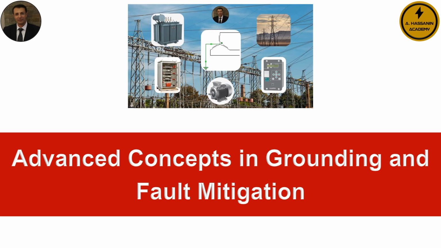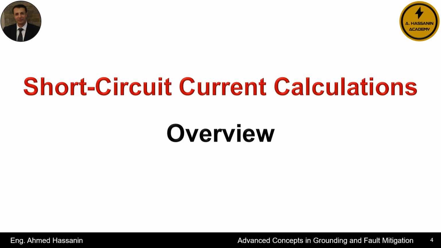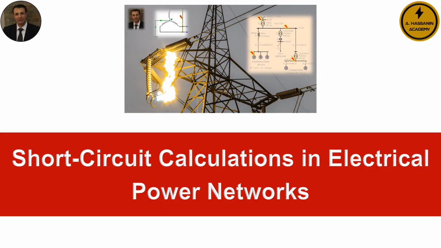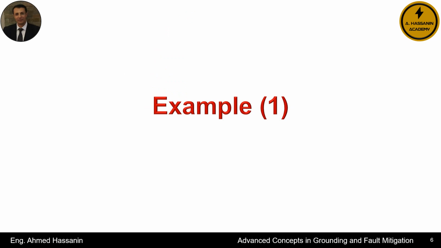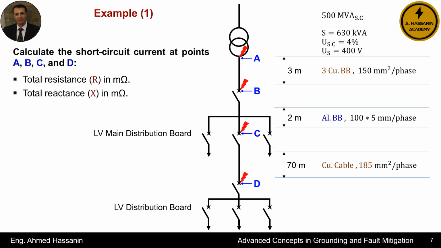Through this course, I will explain the following. I will begin the course with a quick overview of the fundamentals of short circuit current calculations. For more details on these calculations, you can refer to the previous course, which covers short circuit current calculations in electrical power networks. Next, I will discuss example 1. Using the power system shown in the diagram, calculate the short circuit current at points A, B, C, and D, given that the total resistances R are measured in milliohms, the total reactances X are also measured in milliohms.